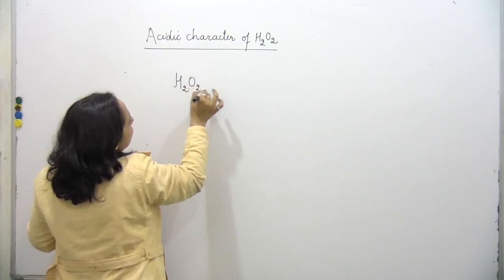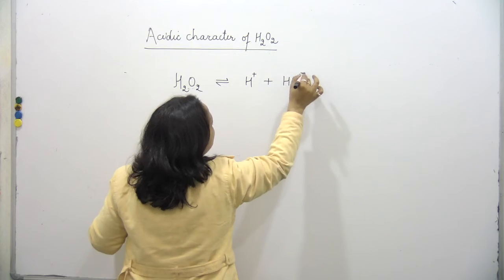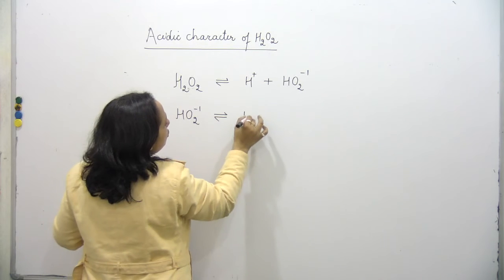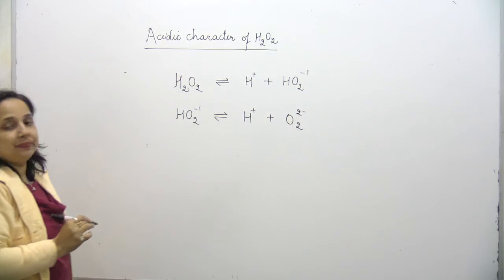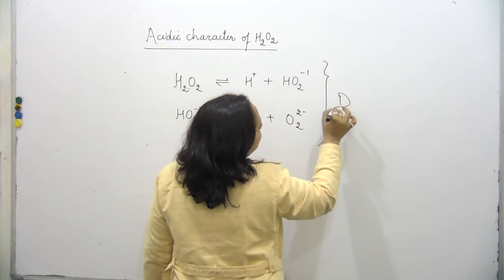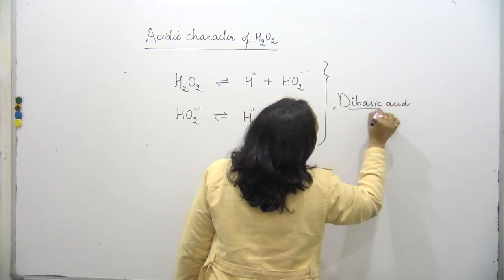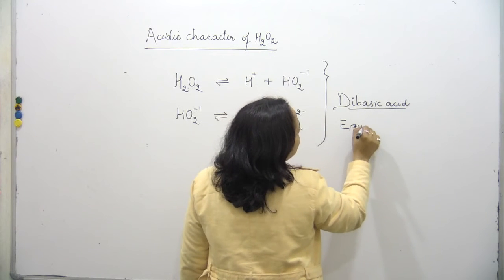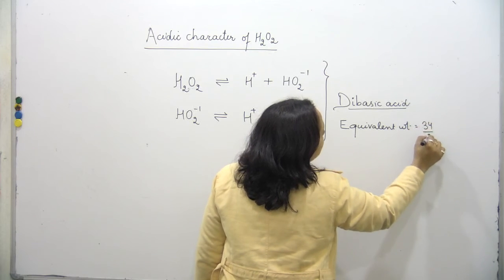Hydrogen peroxide dissociates to give us H+ plus HO2-, and then this HO2- is going to decompose to give us H+ plus O2 2-. That means this is going to be a dibasic acid. As it can give 2 H+ ions, it's a dibasic acid, and the equivalent weight, as we have done earlier, is going to be 34 by 2, which is equal to 17.